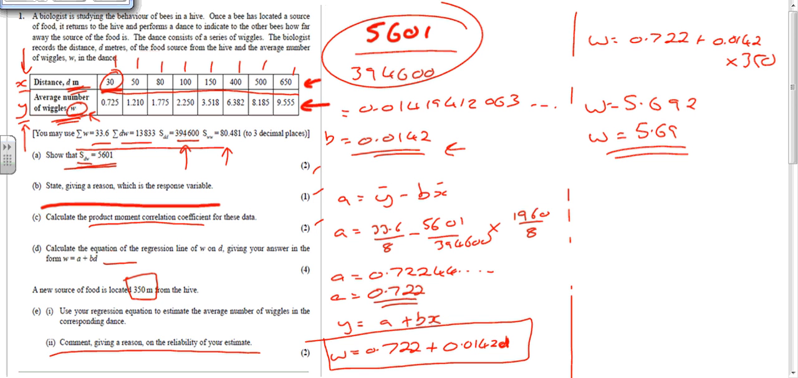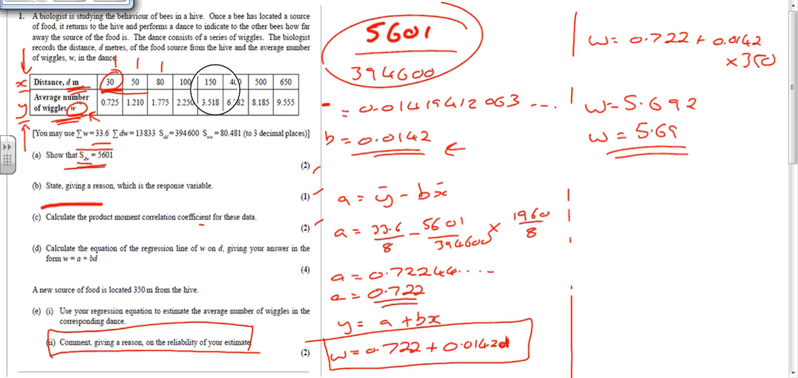Now, whenever we have these sorts of questions where we've got to work out the regression, they always give this: comment on the reliability of your estimate. Now, what we've done here is we've had a look at 350 and how useful is using our regression line to find something for 350. Now, 350 is a distance, and that lies within 30 to 650. So it's within our data range.